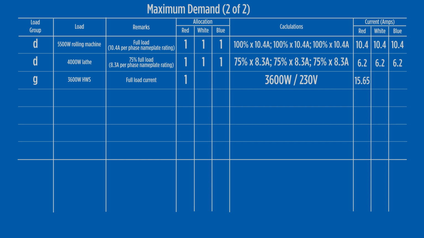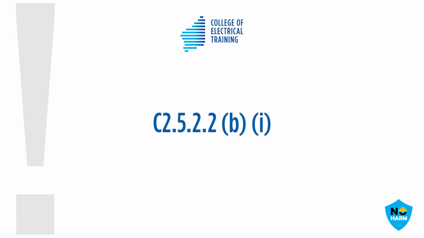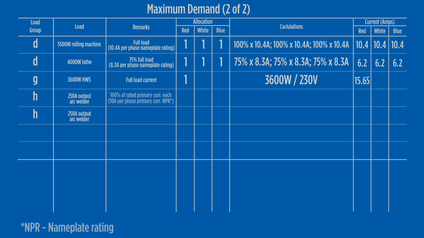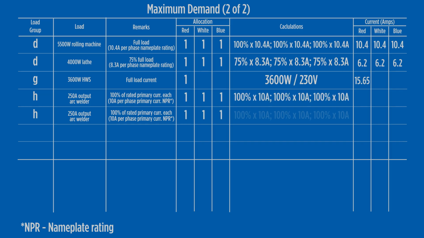in the red phase. Our first load considered in load group H is two 3-phase arc welders. C2.4.2.2 B1 requires that for the first two large arc welder machines, 100% of rated primary current is used for the purpose of maximum demand. This means that both machines will contribute 10 amps to each phase as their loading in this example.